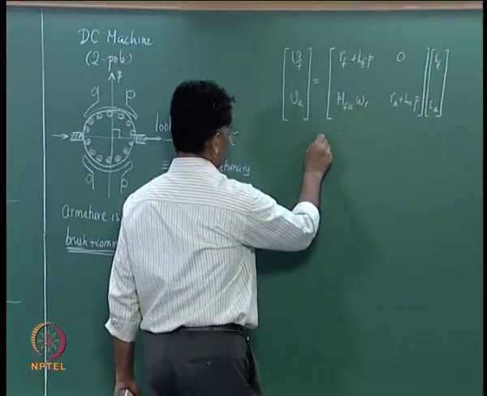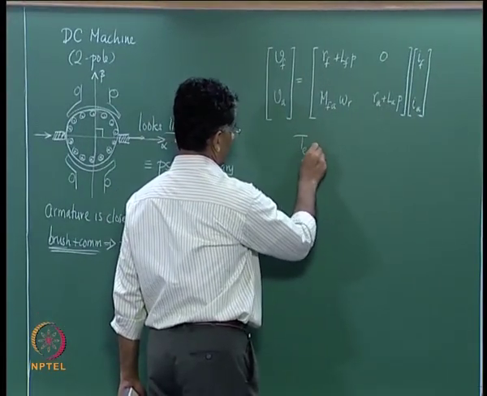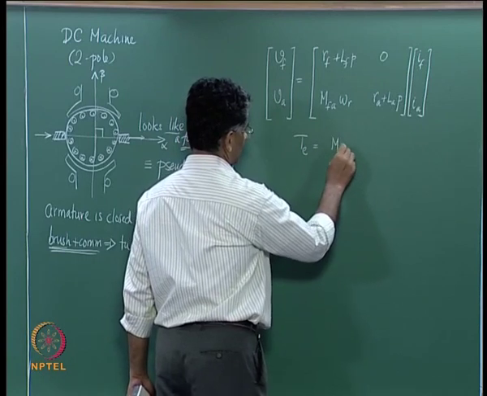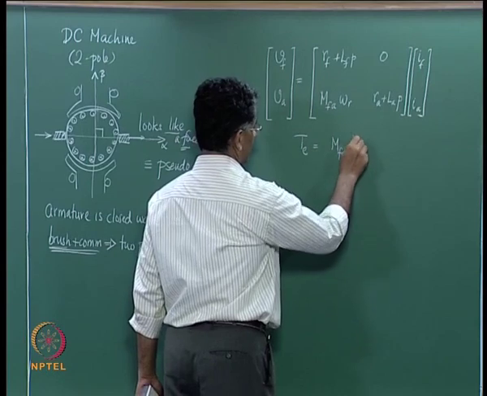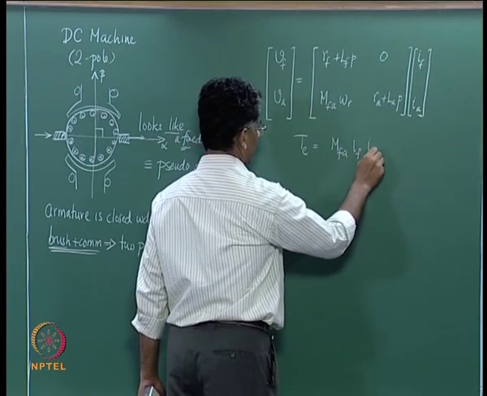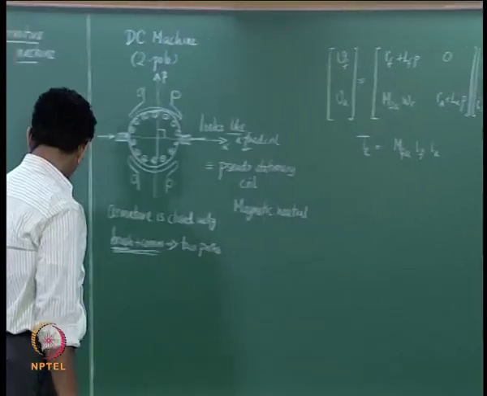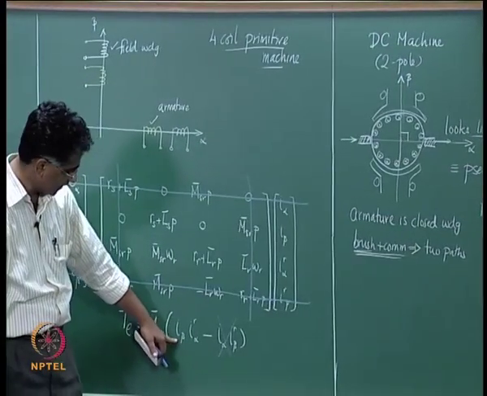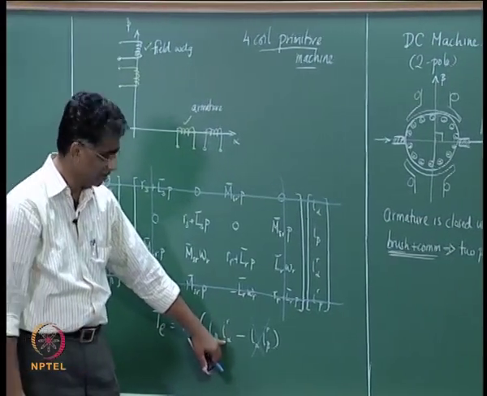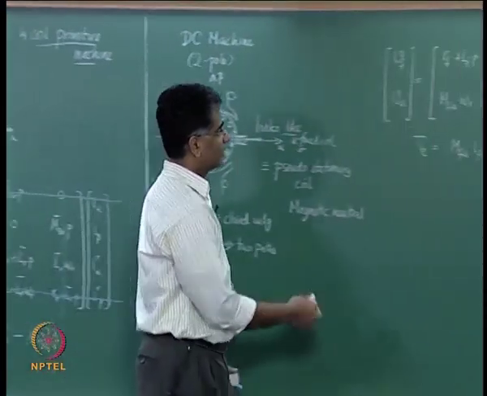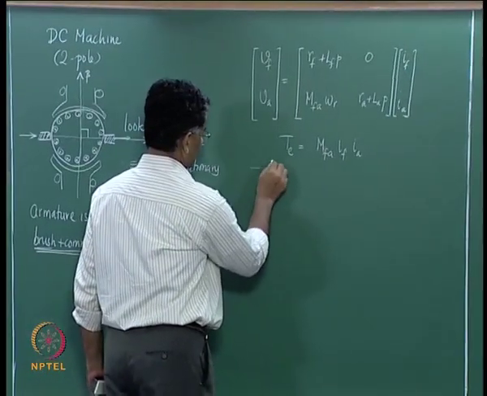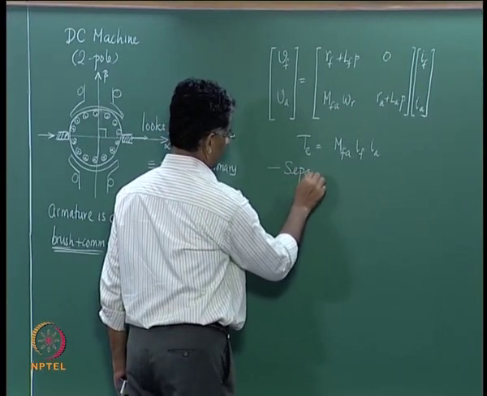The mechanical torque, the generated electromechanical torque, is nothing but MSR, which is MFA multiplied by IF multiplied by IA. So, this term becomes IF and this term is IA, and therefore there we have. So, this expression then models a separately excited DC machine.